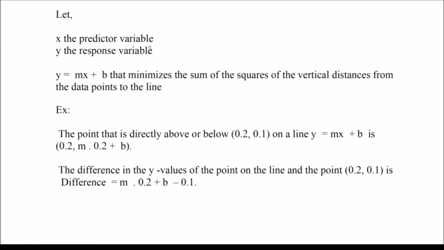So I know the predictor variable and I know what the response variable is, right? So how do I really know the vertical distance from a point to the line? Let's say, for example, this is the graph that I have, and this is the line that I'm expecting to have, y equals mx plus b, and these are the data I already have.